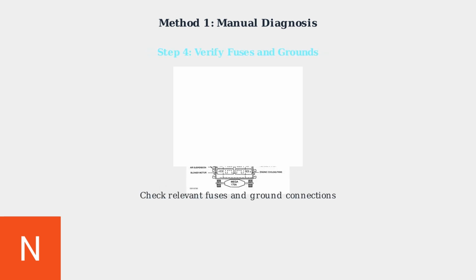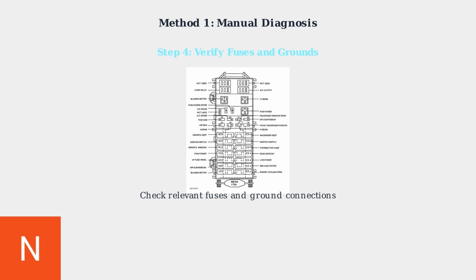Examine the light sockets for corrosion, which appears as white or green buildup on the contacts. Corroded sockets can cause intermittent failures and false warnings. Clean the contacts with electrical contact cleaner and ensure tight connections. Check the fuse box for blown fuses related to rear lighting circuits. Also verify that ground connections are clean and tight, as poor grounding can cause multiple lighting issues and trigger false warnings.